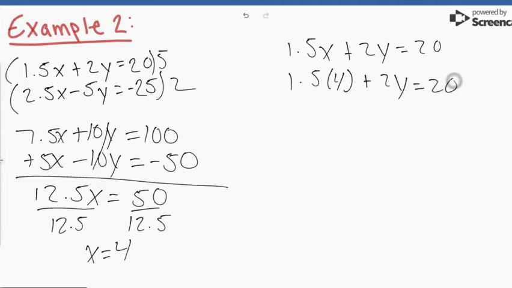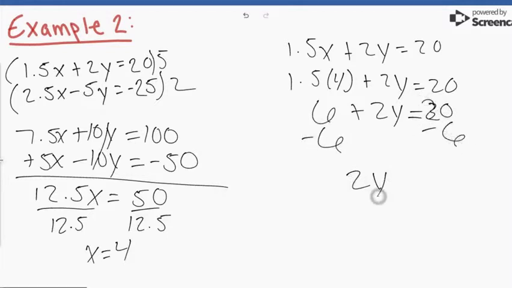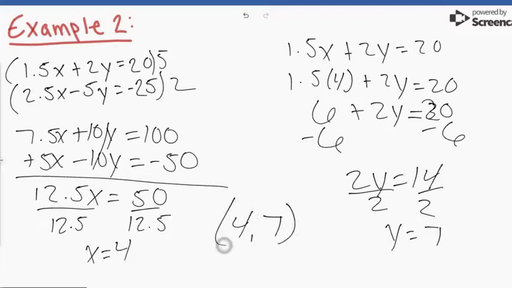And now we're just going to solve the equation. So this gives you 6, and everything else is the same. And then we're going to subtract 6 from both sides, which equals 2y equals 14. Now we got to divide by 2, which gives you y equals 7. So your answer is 7.